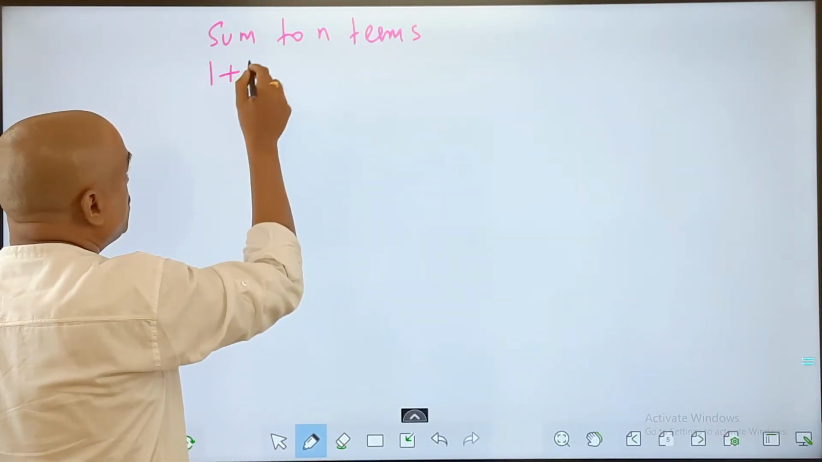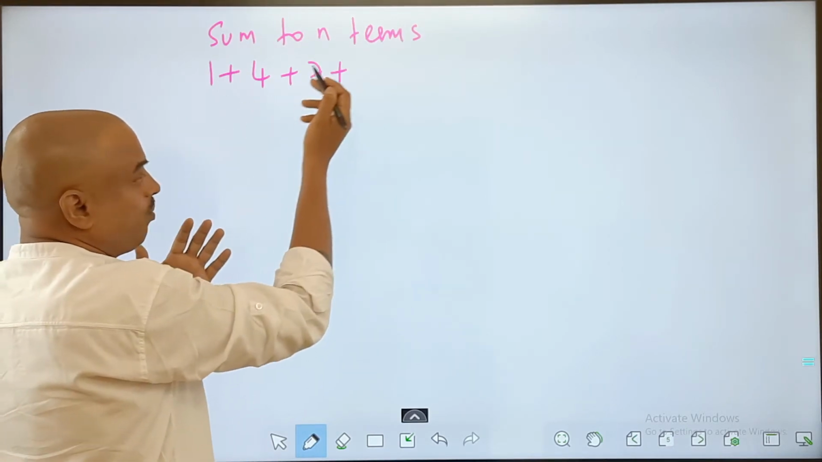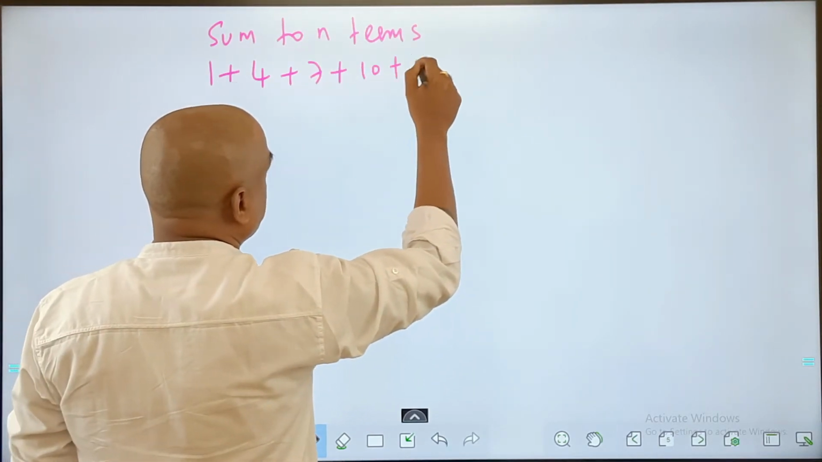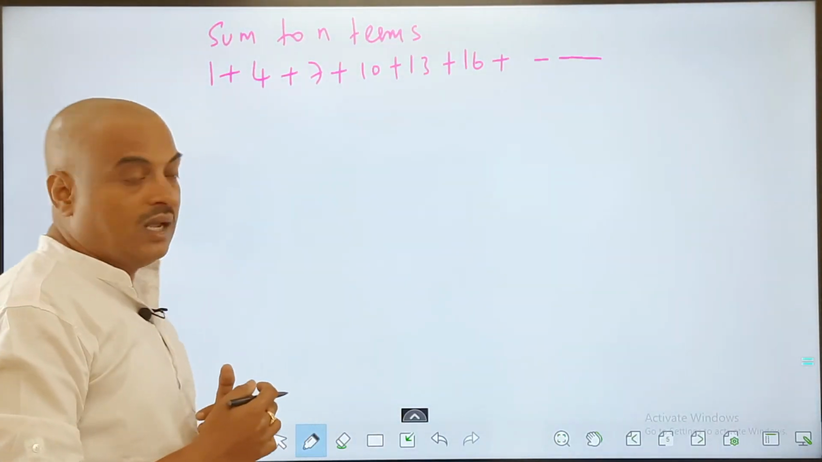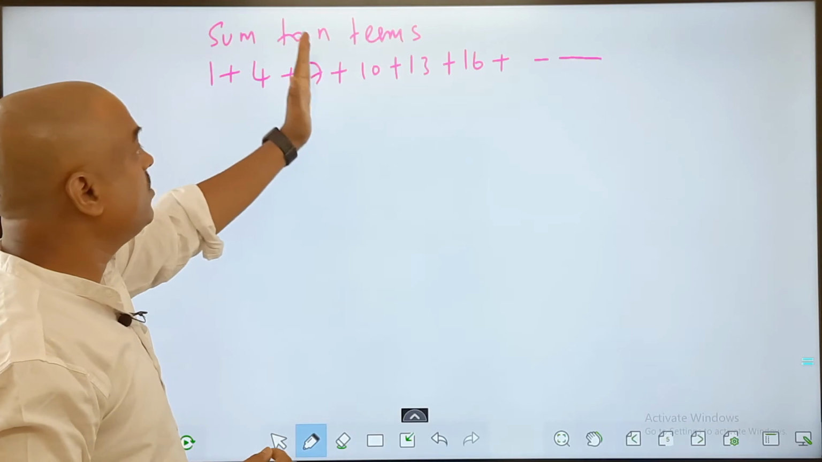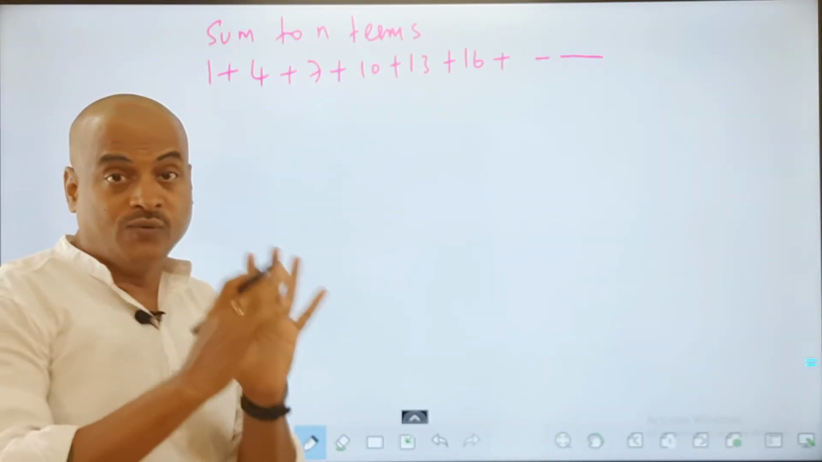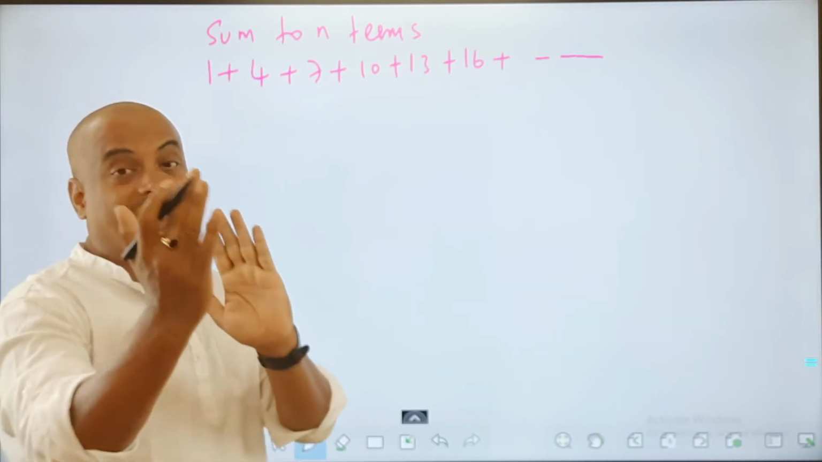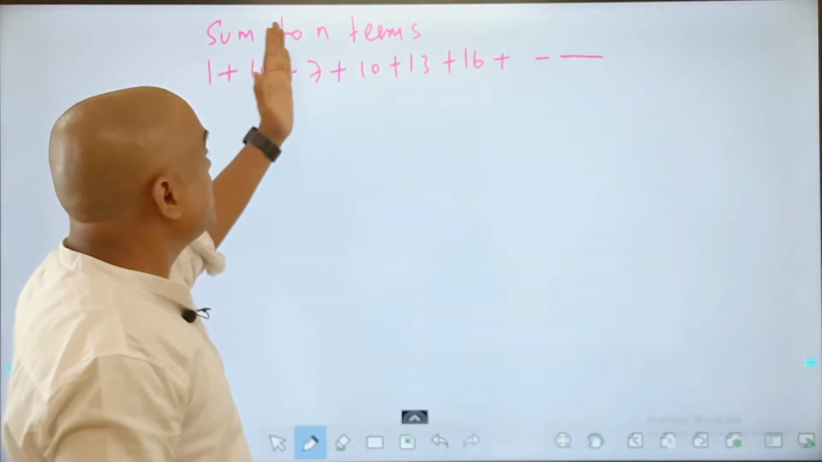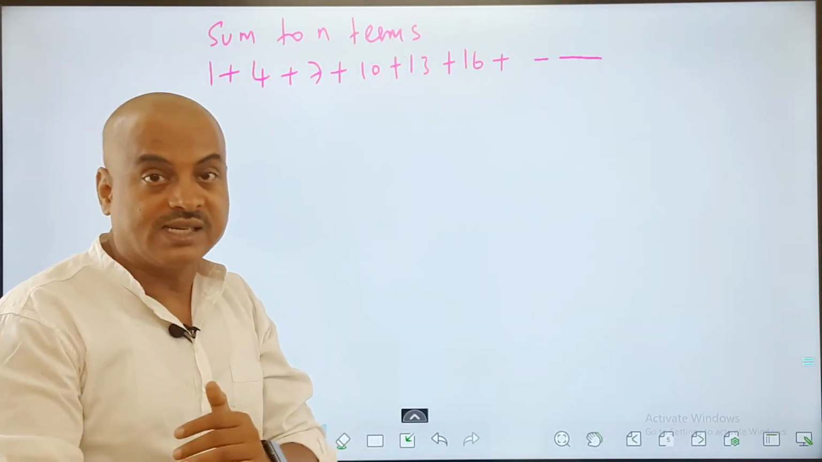Here if I wish to add some number of terms, for example 1 plus 4 plus 7 plus 10 plus 13 plus 16 and so on. As we know, this is the first term, second term, third term, fourth term, fifth term, sixth term. I want to add up to the first 6 terms. Remember, first 6 terms. You cannot add the middle numbers directly, like 7 to 16 I cannot add here. We have a method where we can discuss that later.